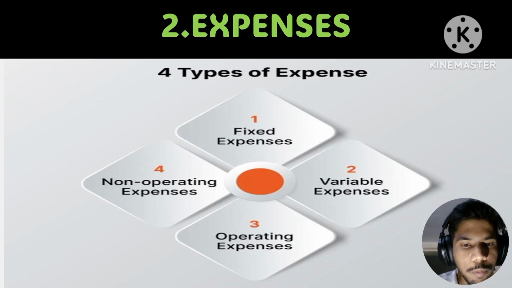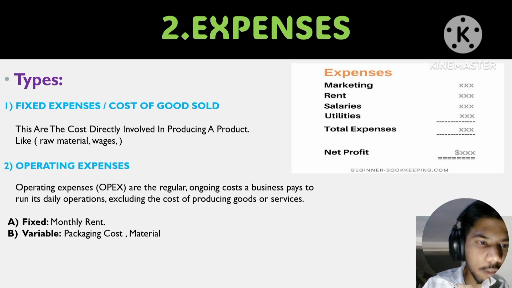So the first type, fixed expenses. Fixed expenses are also called cost of goods sold. These are the costs which are directly involved in producing a particular product. Examples: raw material and wages. Moving to the next, operating expenses.